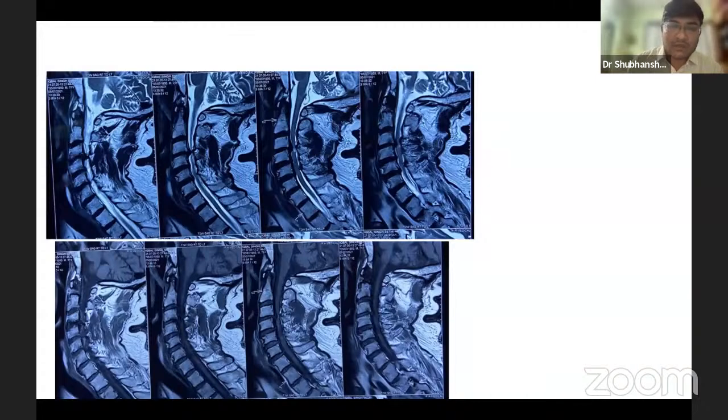Also in myelomalacia, in T2 images it will show hyperintensity, and in T1 images it will show hypointensity, compared to cord edema, which shows hyperintensity in both. Correct. Okay. Anything else you want to point out?